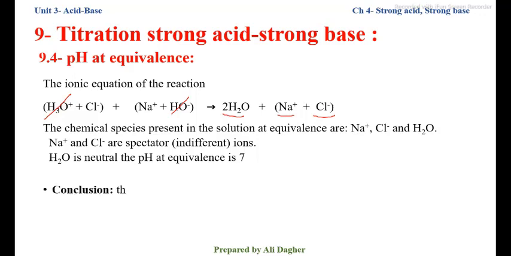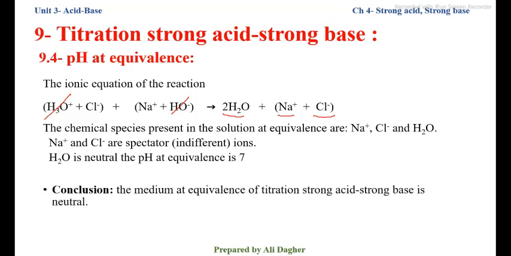Conclusion: the medium at equivalence of titration, strong acid, strong base, is neutral, that means pHE equals 7.